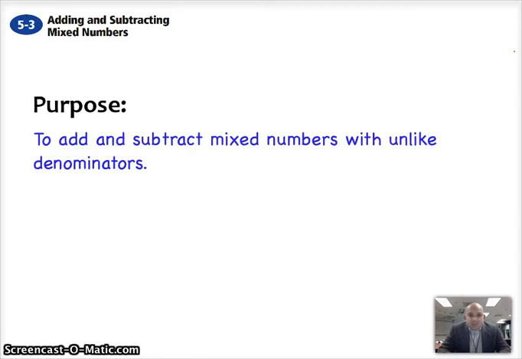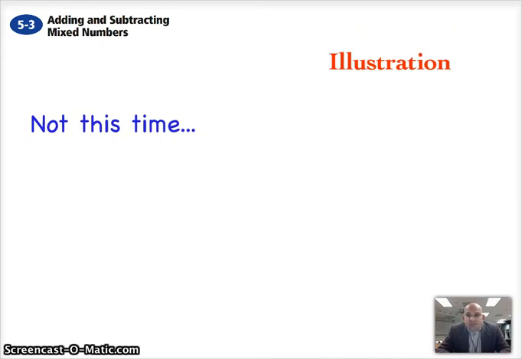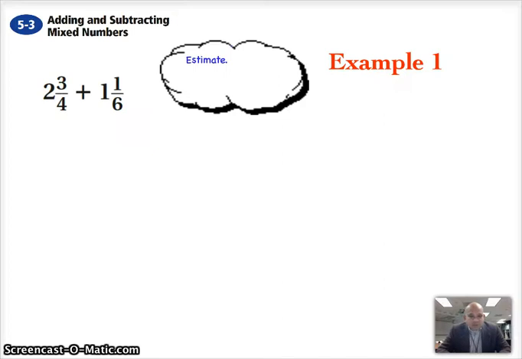Today's purpose is to add and subtract mixed numbers with unlike denominators. In the last lesson we used just fractions with unlike denominators and found their sum and difference. Today we're going to add the element of mixed numbers. There's no vocabulary, nor is there an illustration for you to take note of. So we'll go straight to the first example.